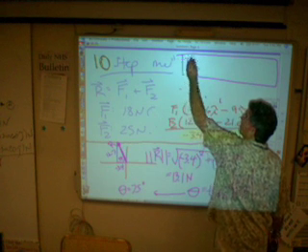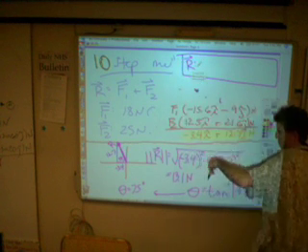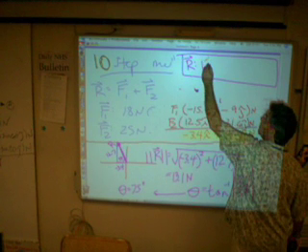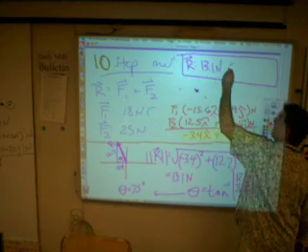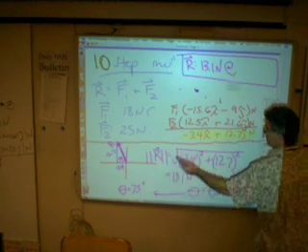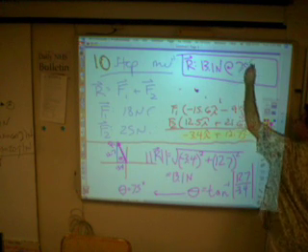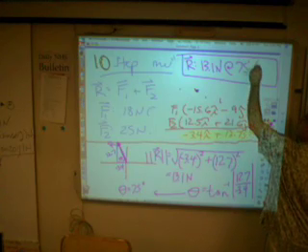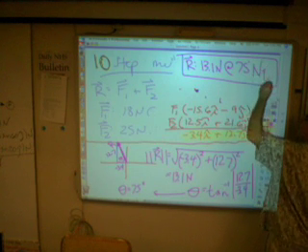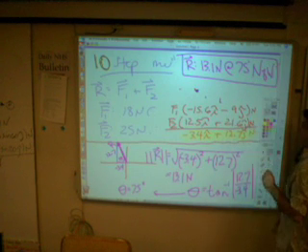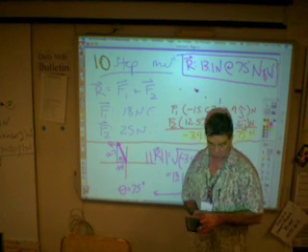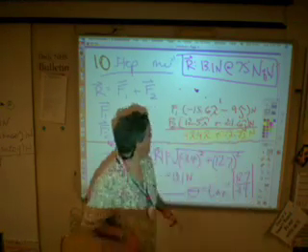R is 13.1 newtons at 75 degrees. What's my quadrant? North of west. Don't just put in W, but north of west. Ta-da!